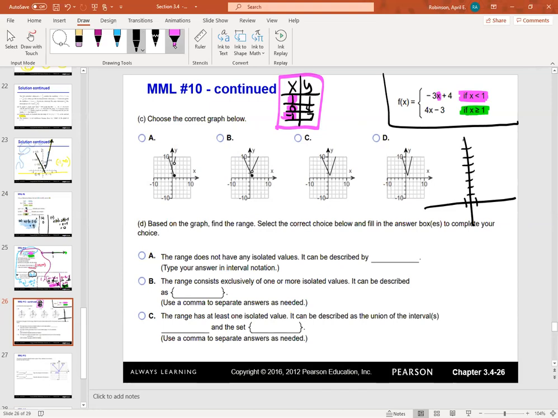So when I go to graph this, my points are 1 comma 1, which would be here, but that has to be an open circle. 0 comma 4 is here. Negative 1 comma 7 would be there. And then the line would start at the open circle and keep going in this direction. That is the pink one right there.